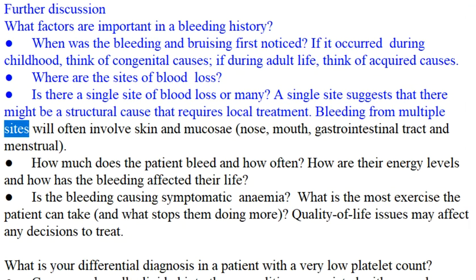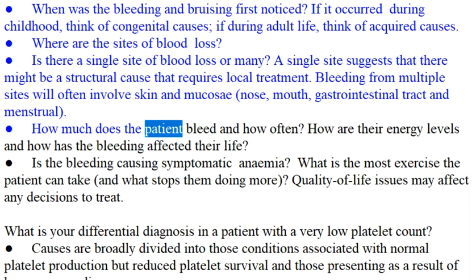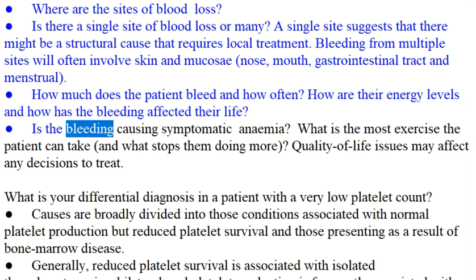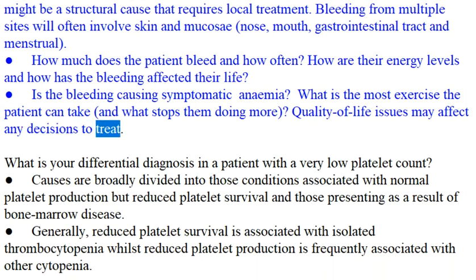Bleeding from multiple sites will often involve skin and mucosae: nose, mouth, gastrointestinal tract, and menstrual. How much does the patient bleed and how often? How are their energy levels and how has the bleeding affected their life? Is the bleeding causing symptomatic anemia? What is the most exercise the patient can take, and what stops them doing more? Quality of life issues may affect any decisions to treat.